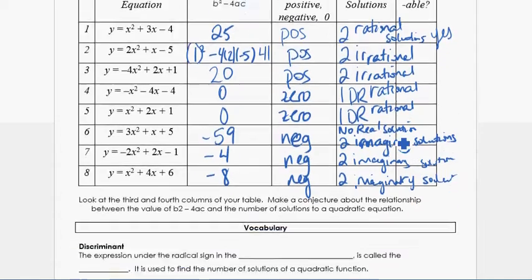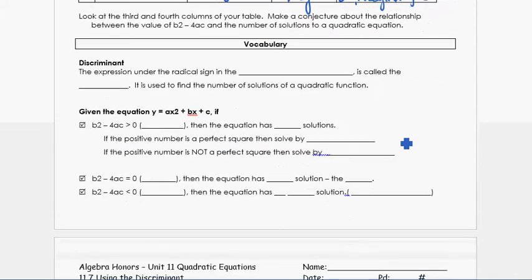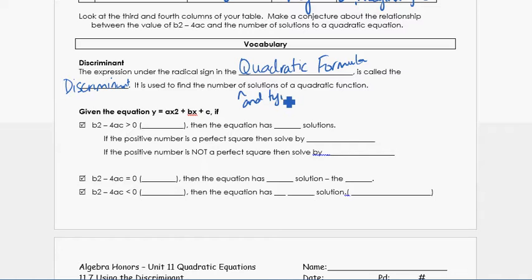So looking at the information from the chart above, we're going to start defining a few things. The expression under the radical symbol in the quadratic formula is called the discriminant. It is used to find the number, and we're going to edit this to say, and type of solutions in a quadratic function.